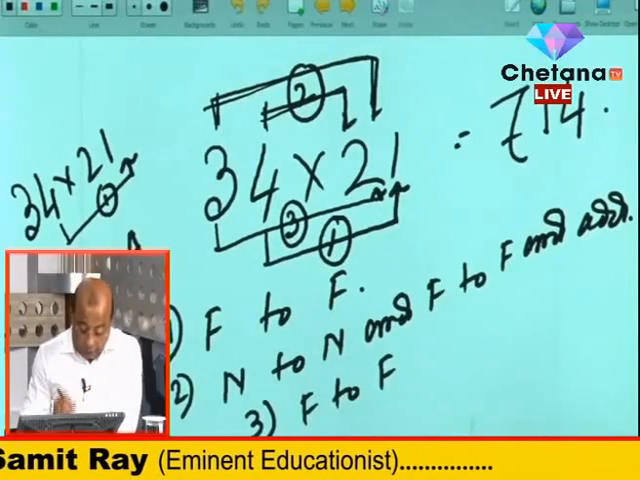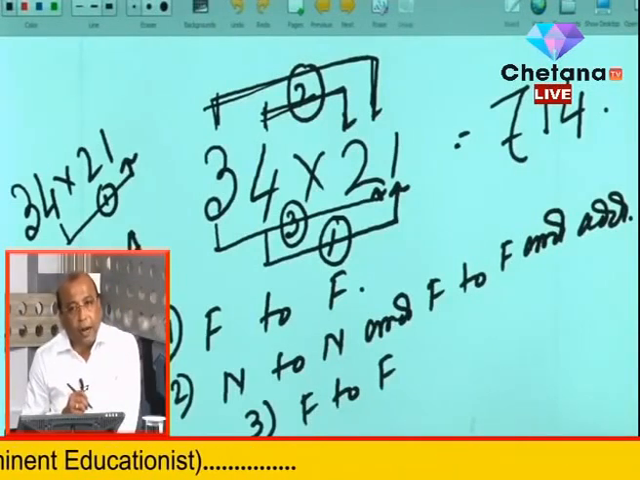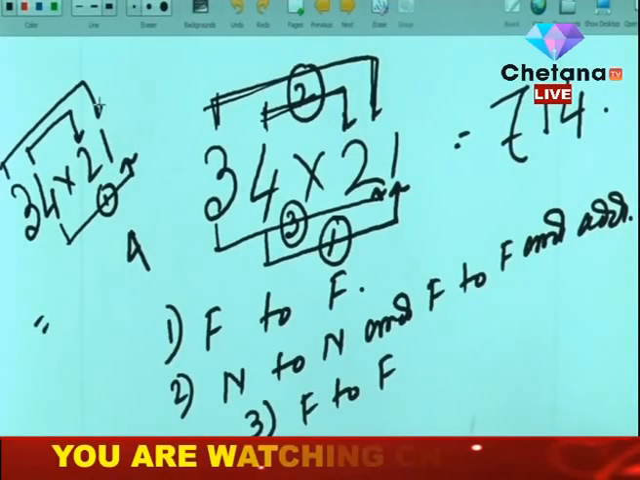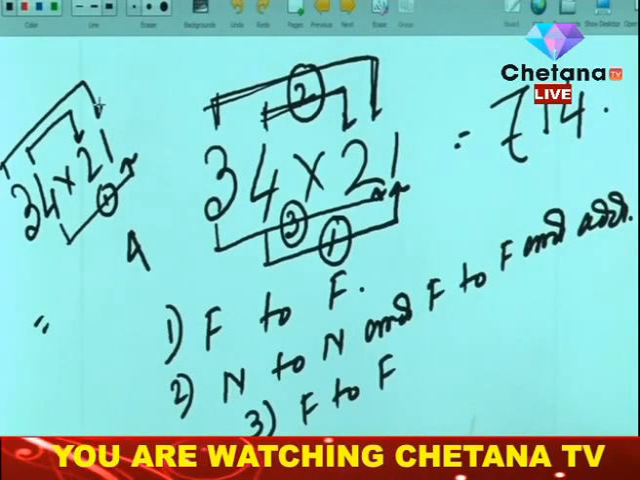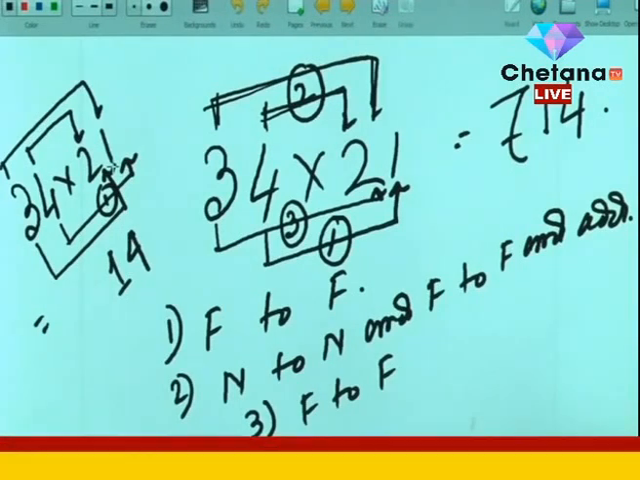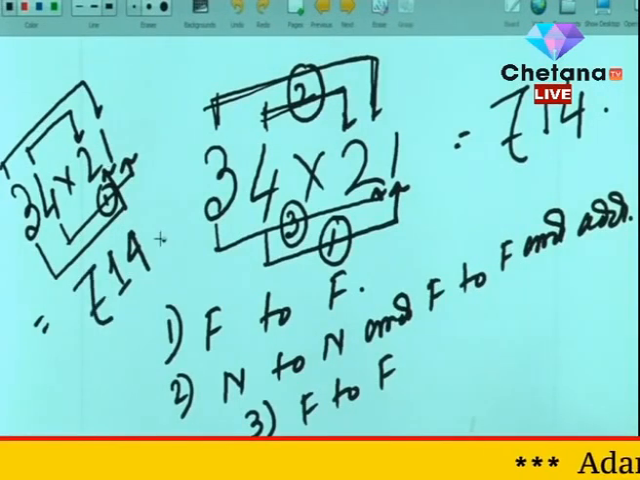Okay. Number 2, near to near and far to far, and add. So 4 into 2, 8; 3 into 1, 3. 8 plus 3, 11. 1 in hand. Next, far to far. 3 into 2, 6 plus 1, that is 7. That is 7, 1, 4. I think it is clear. Yes. We'll go back.